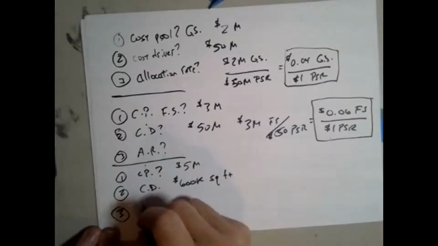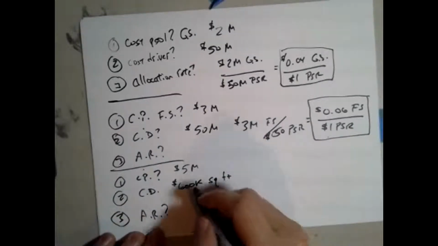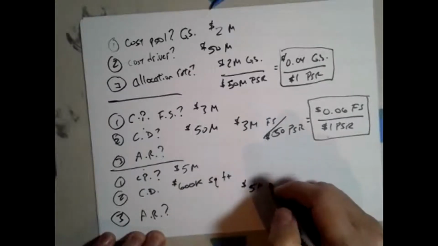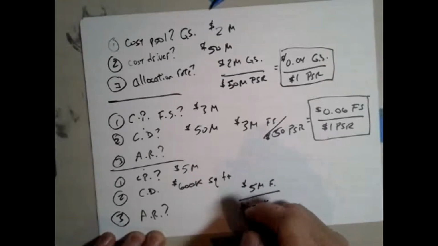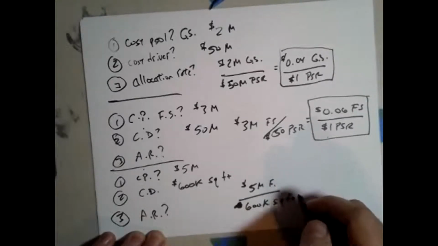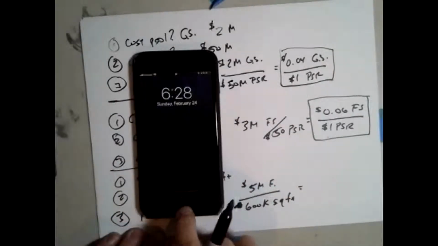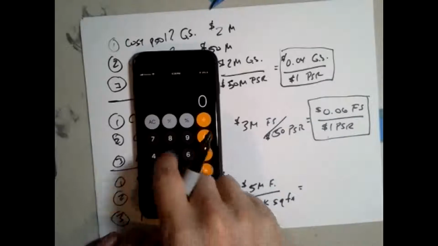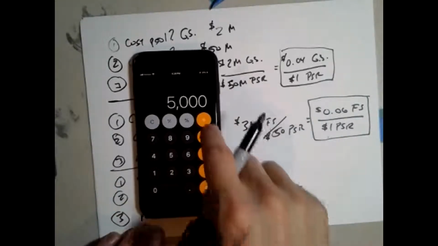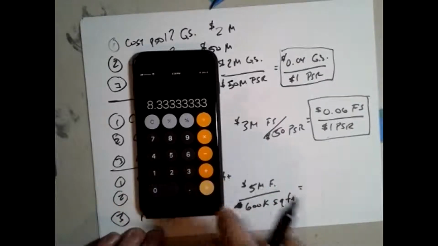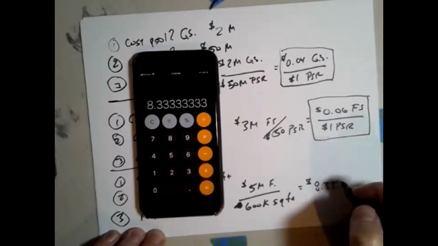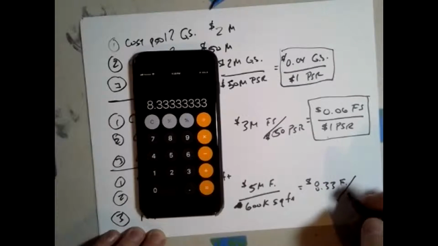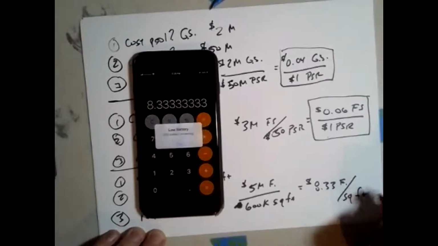So what is the allocation rate? It's $5 million in facilities divided by 600,000 square feet. That gives us 5,000 divided by 600, which is $8.33 in facilities charges per square foot.